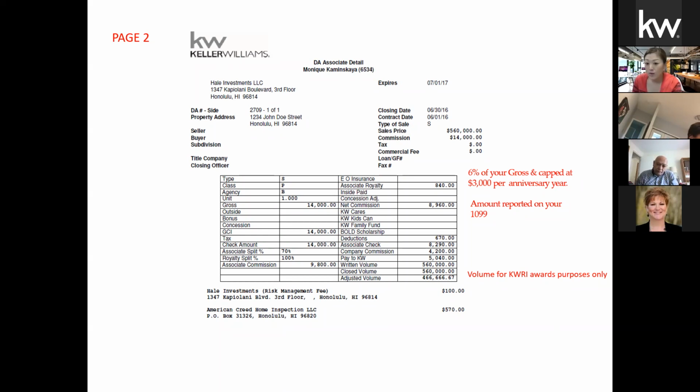And right below that, you see pay to KW, the $5,040. That amount is calculated by, right above it, the company commission, the 4,200, plus the associate royalty, the $840. So if you add those two together, it equals $5,040. It'll equal the pay to KW. Any questions on that?